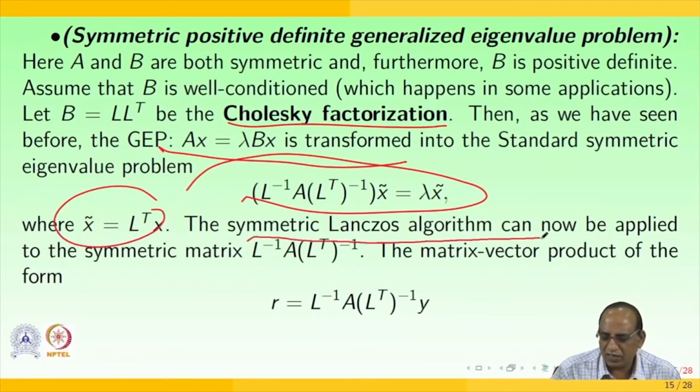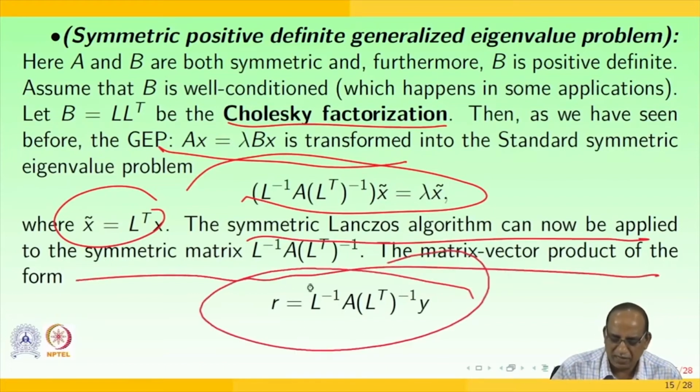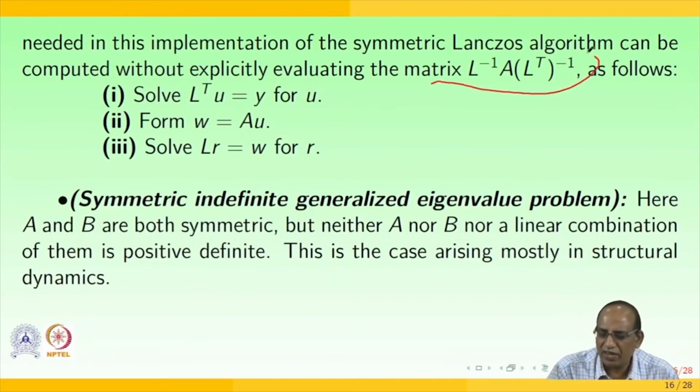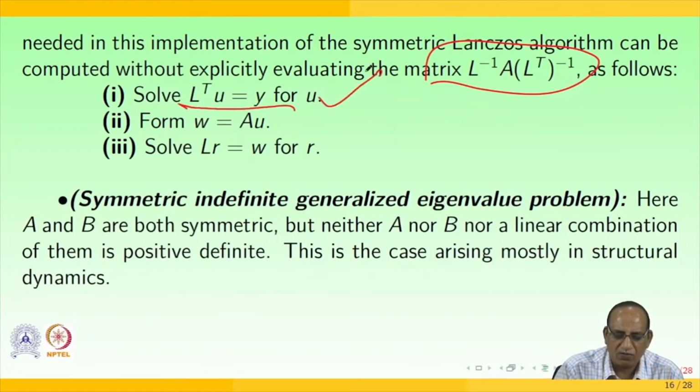The symmetric Lanczos algorithm can now be applied to the symmetric matrix. The matrix vector product will be given by r equal to L inverse A (L transpose) inverse times y, needed in this implementation of the symmetric Lanczos algorithm. It can be computed without explicitly evaluating the matrix L inverse A (L transpose) inverse as follows. Solve L transpose u equal to y for u, form w equal to Au, solve Lr equal to w for r.